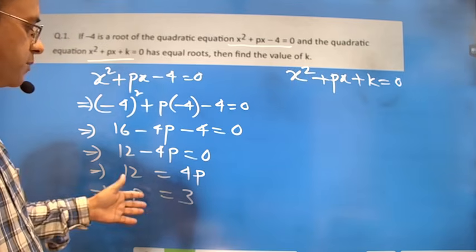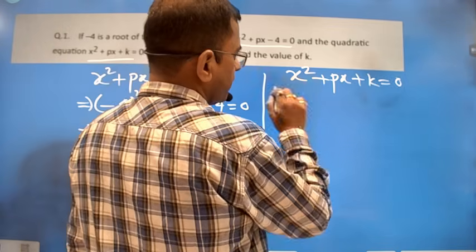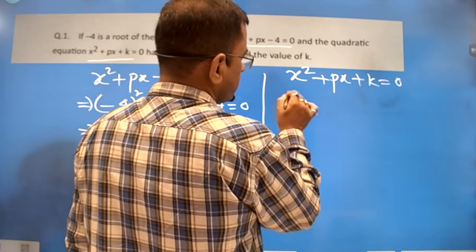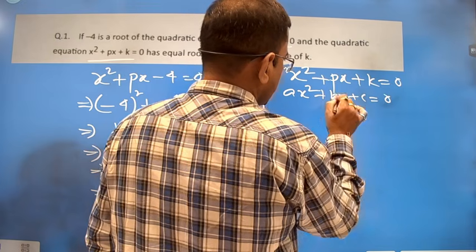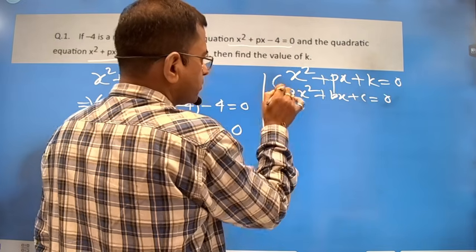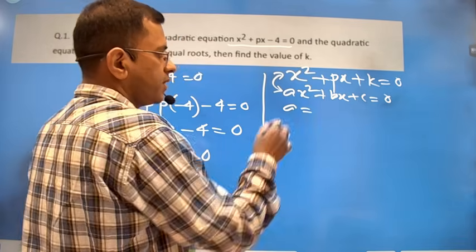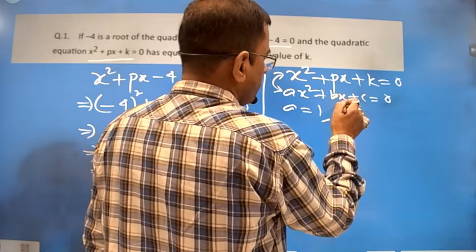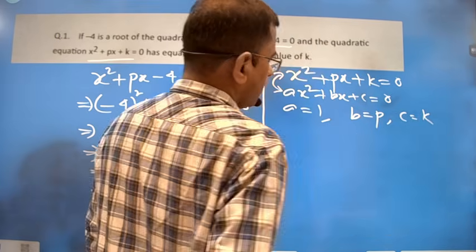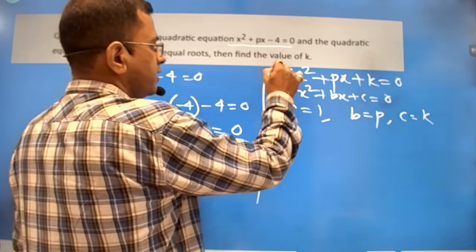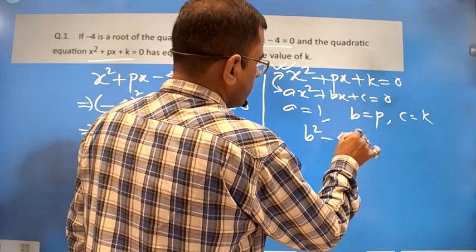So you put this p equal to 3 in the second equation. Before this, compare it with the general quadratic equation ax square plus bx plus c equal to 0. If you compare these two equations, what will be the value of a? In the given equation it is 1. The value of b is p and the value of c is k. Since this equation has two equal real roots, the discriminant will be equal to 0.